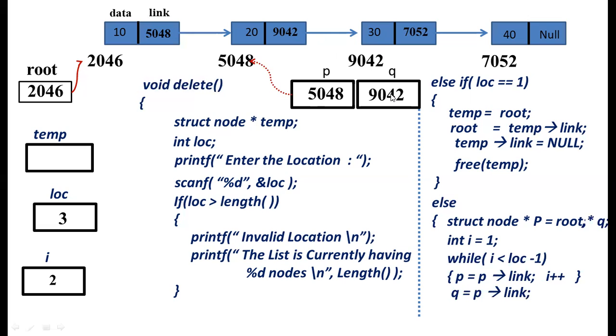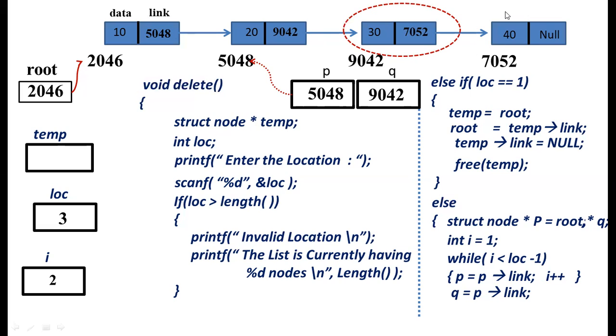Now I want to delete this particular node. So first I have to store this 7052 value here, so that the link will be established between this node and this node.